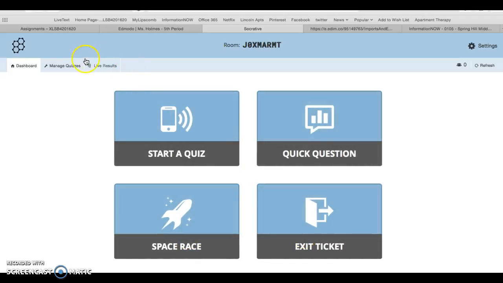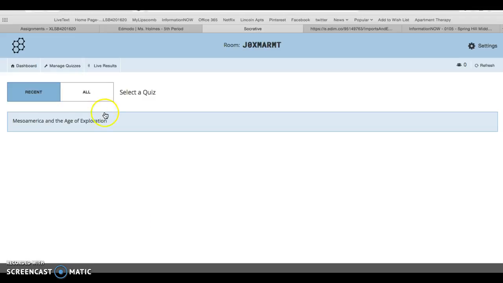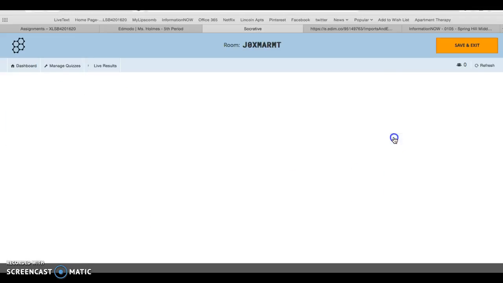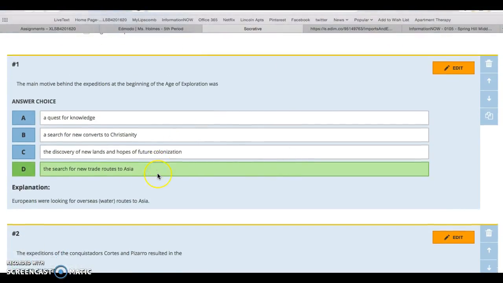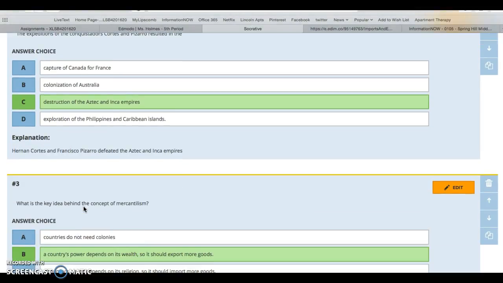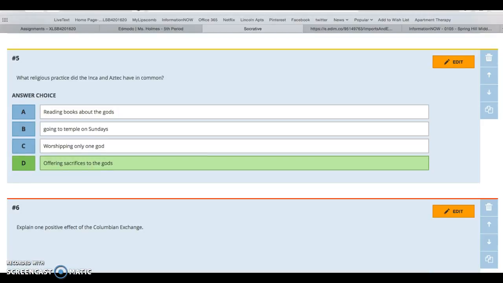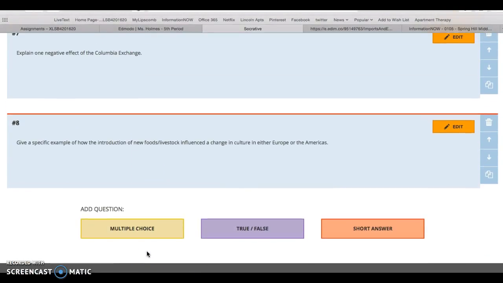My students do also like to use the space race, and I can see the live results as they come in. For this exit ticket, it had questions from the entire unit over Mesoamerica and the Age of Exploration. So you've got questions that talk about the main motive at the beginning, and I did give explanations on there as well. What happened to the Aztec and the Inca? What is mercantilism? And then there are 3 short answers at the end for students to type in an answer.